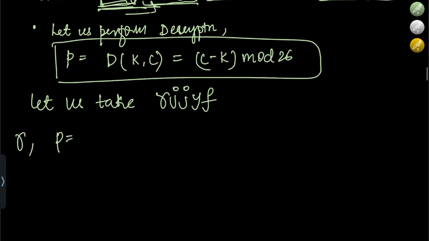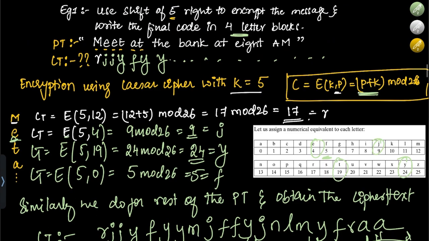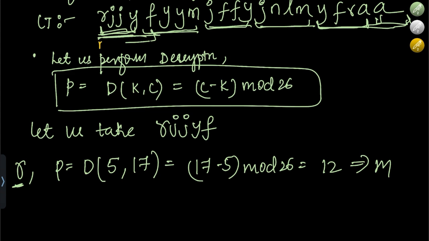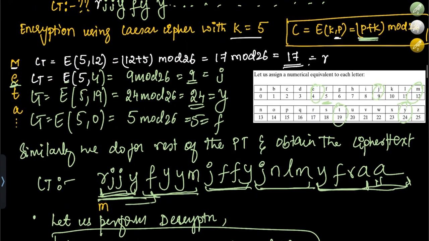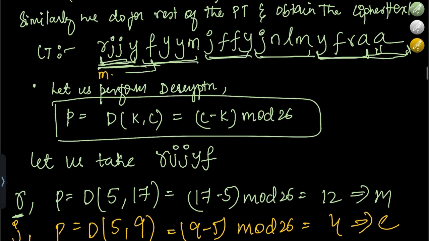For R, let me write plain text is equal to decryption of K is 5 comma C. The number equivalent of R is 17. So I'll get 17 minus 5 mod 26, that is 12. 12 equivalent is M. So for R, I have got M. Now for J, let me write P is equal to decryption of 5 comma J. So it is 9 minus 5 mod 26, that is 4. 4 equivalent is E. So for J I got E.